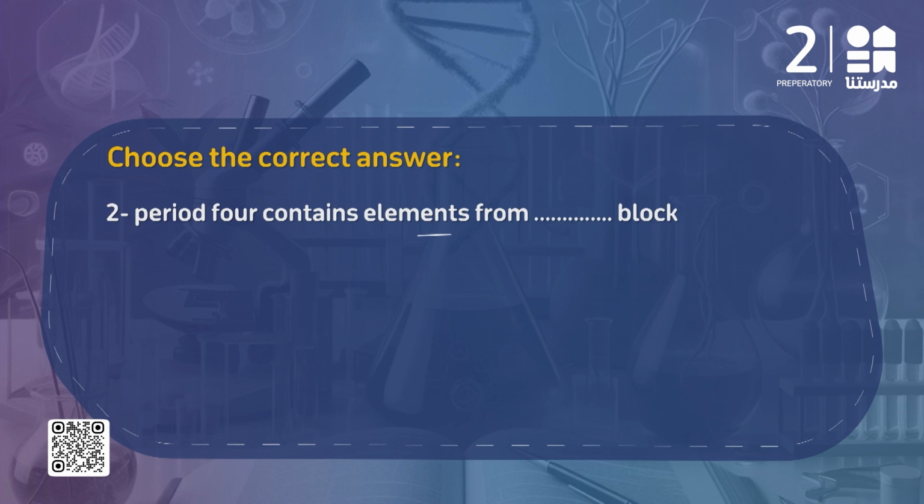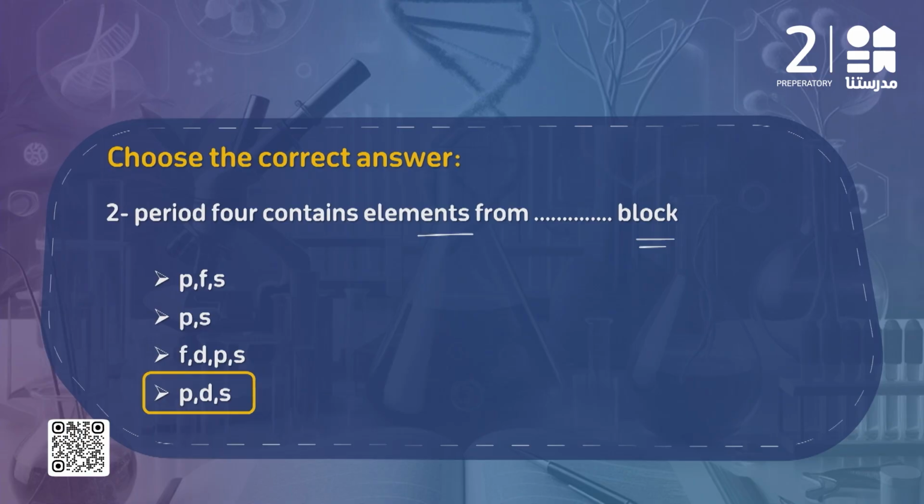Period number 4 contains elements from which blocks. As we agreed, period number 4 starts from the left side of the periodic table with the S block elements, then it passes through the D block, the transition metals in the middle, and then it passes through the P block elements at the right part of the periodic table. So it passes through the 3 blocks of elements: the P, the D and the S.